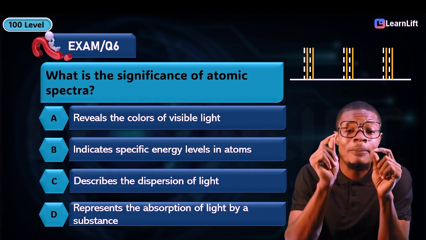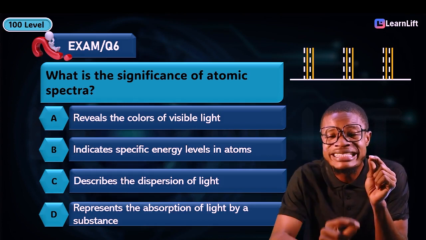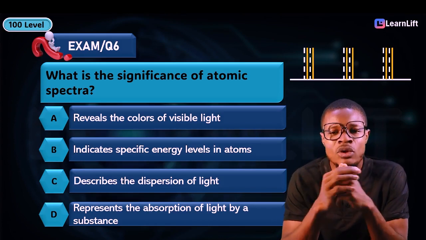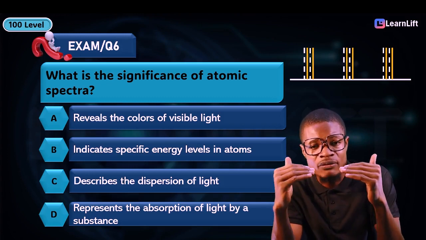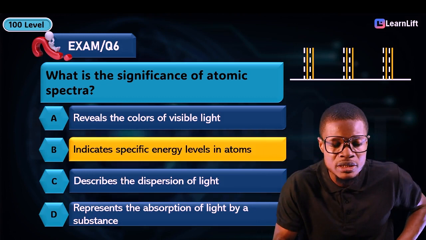The main significance of atomic spectra is that it indicates specific energy levels in atoms. That's why you have energy level 1, energy level 2. Atomic spectra is also called line spectra, or discontinuous spectrum. That makes option B the correct answer.